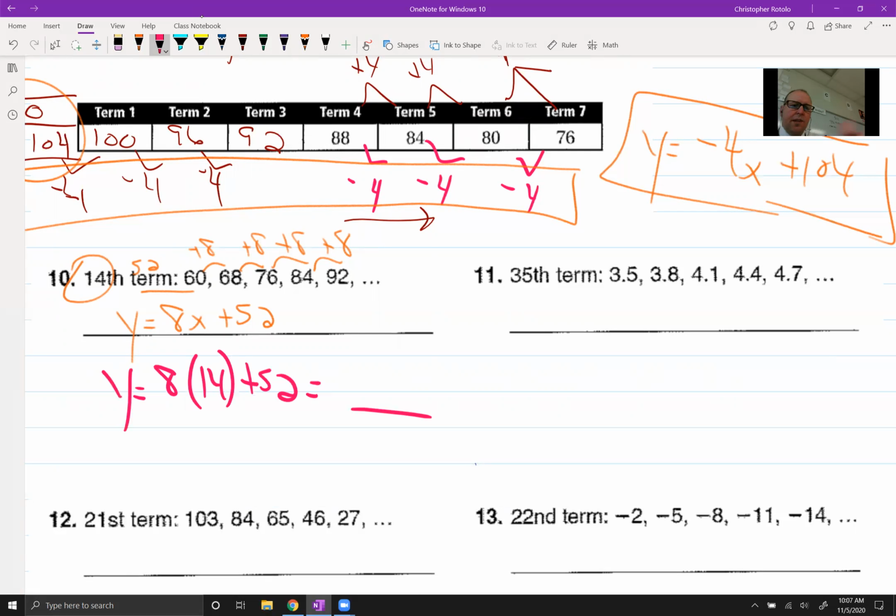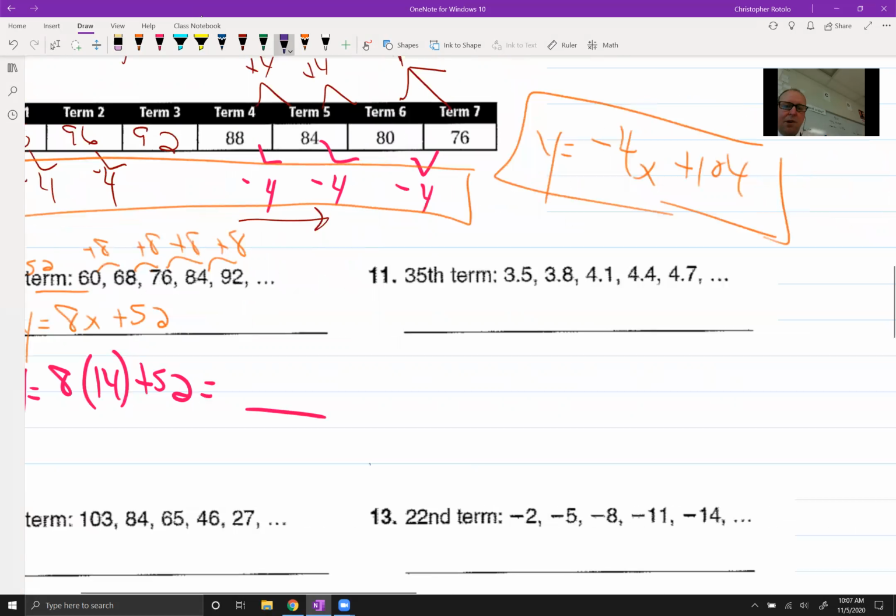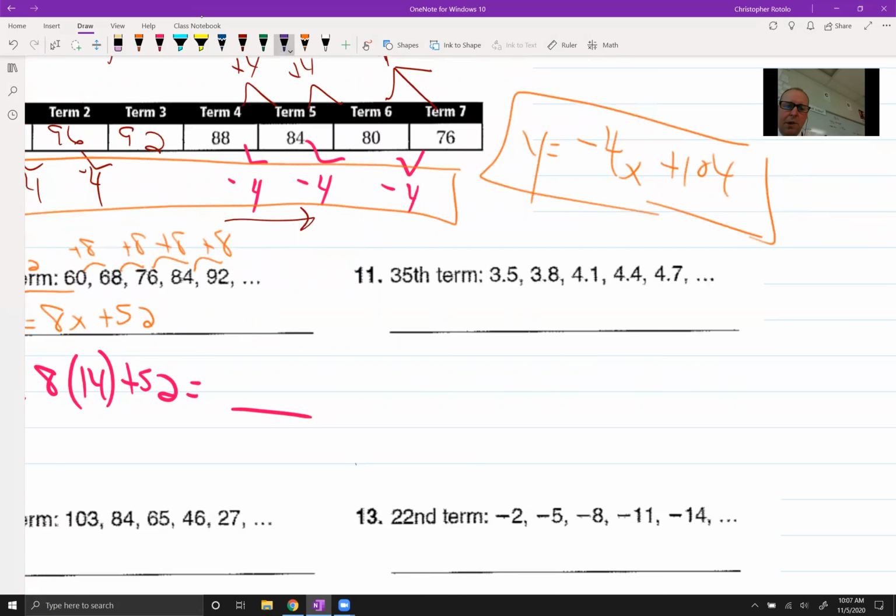Okay, so I want to make sure we get these set up. If you could take your calculator and get whatever you need out of it, that'd be awesome. With the 35th term, eventually I'm going to plug 35 in for x. So the first thing I need to figure out is what's the slope? I get +0.3, +0.3, +0.3, +0.3. Oh my gosh, I keep saying 3. They're 0.3. All right, so we got 0.3x.